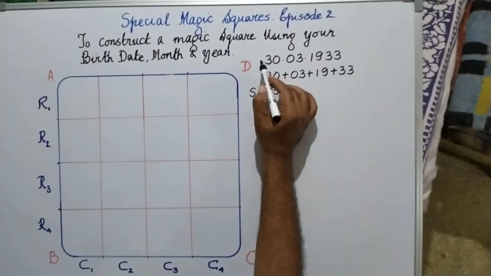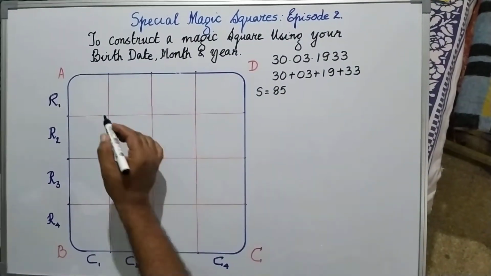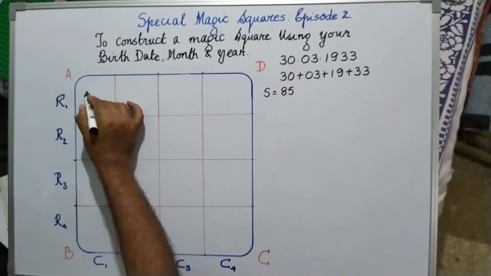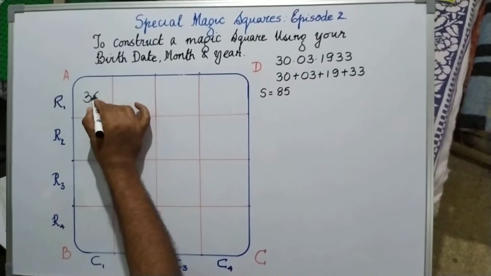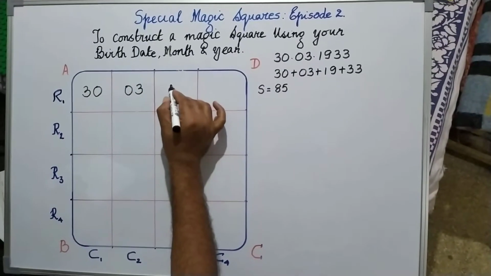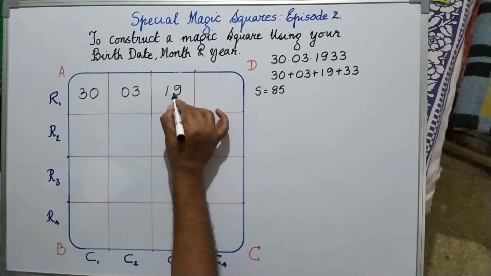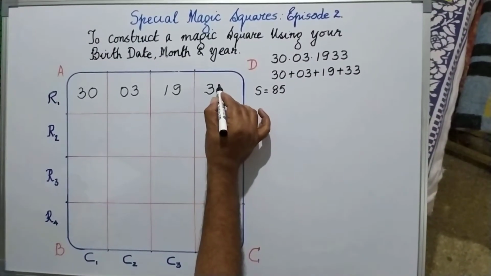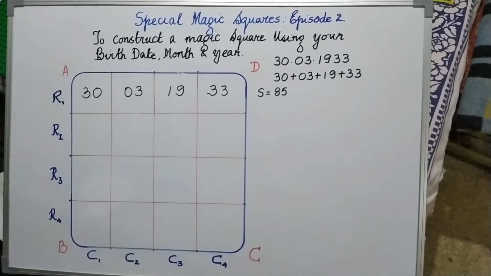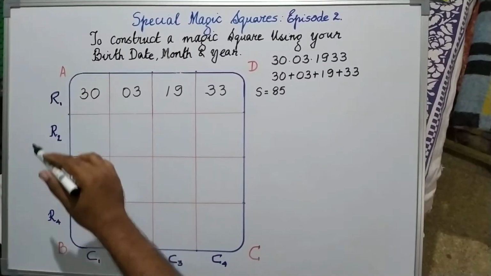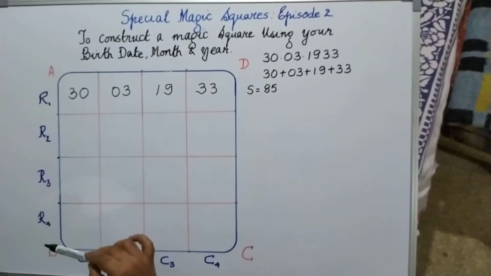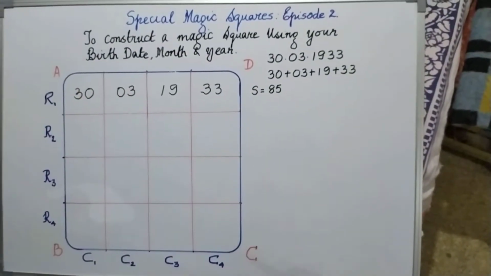Now, the date of birth that is chosen is filled in the topmost row of the magic square: 30, 3, 19, 33. This magic square that I have drawn here has 4 corners, and the corners are named as A, B, C and D.